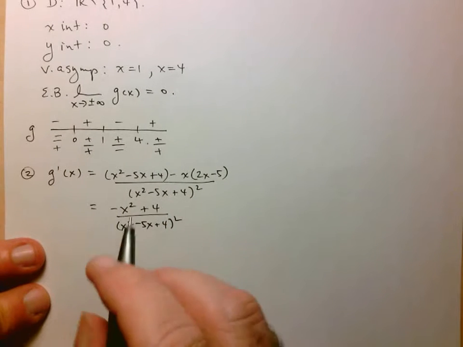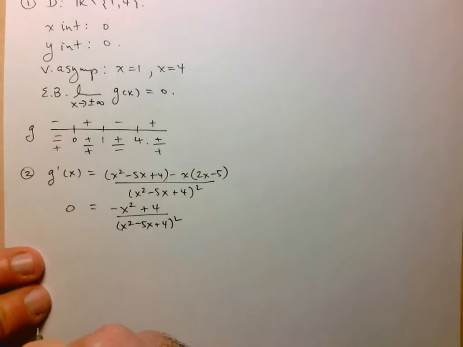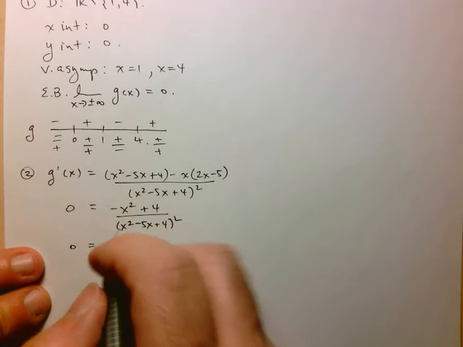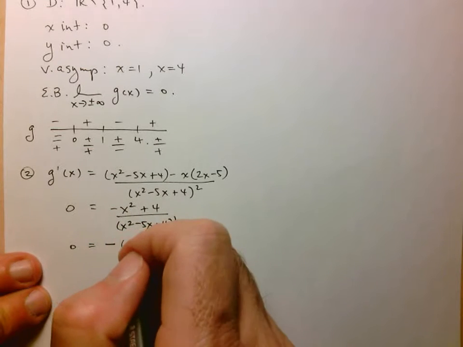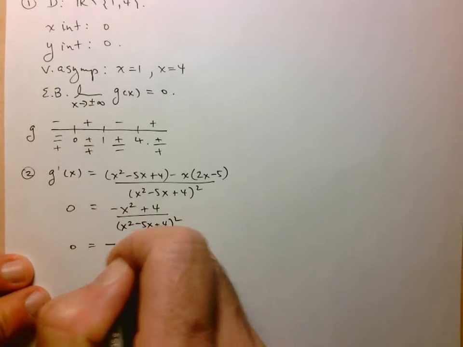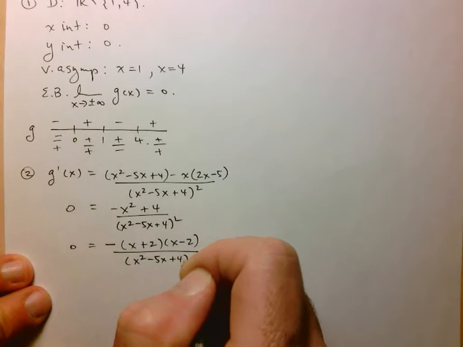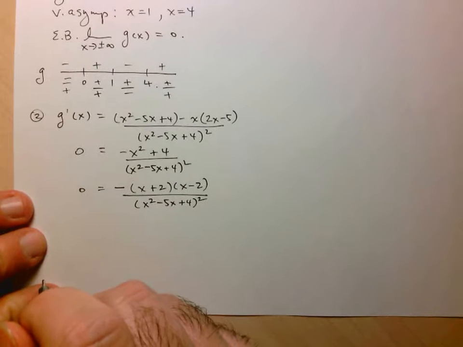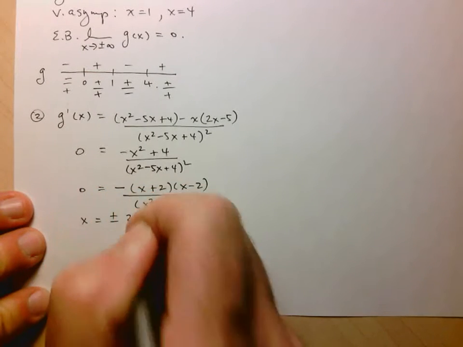Okay, and so here we're looking for the derivative to be equal to 0, so we factor this out. If we factor out a -1, we're left with x squared minus 4, which of course factors to x plus 2, x minus 2. Okay, and so now we have our critical points, which are plus and minus 2.